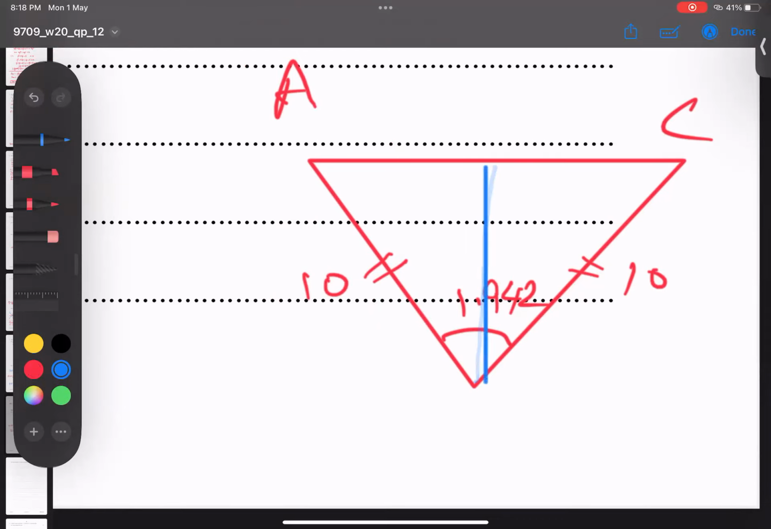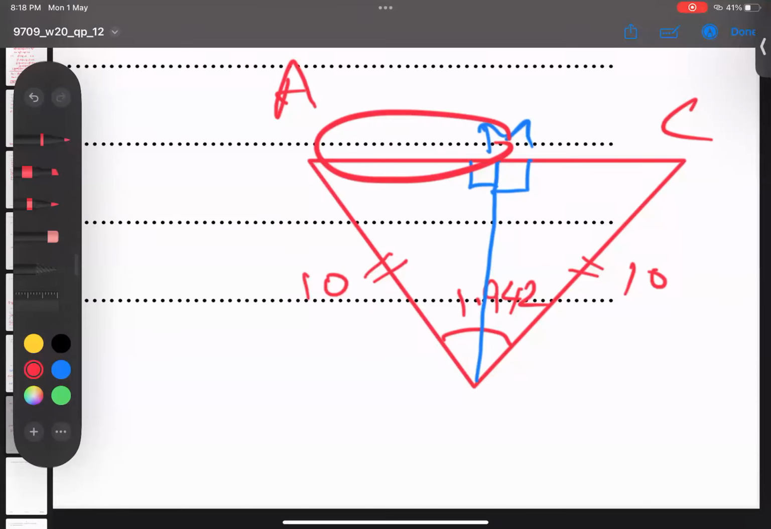Drop a perpendicular. Always, I repeat my words, drop a perpendicular, 90 degree, 90 degree. It's called a midpoint. And get AM and multiply by 2, you get the length. So what is this angle, students? This is half of this angle.